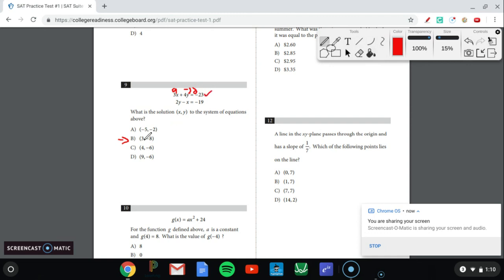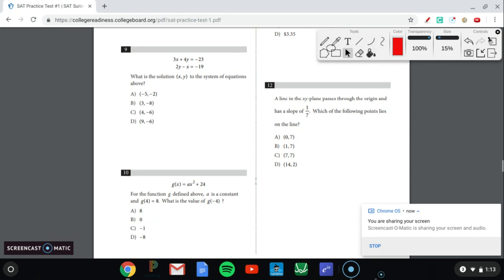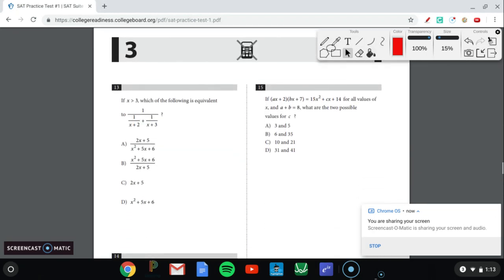That works. 3, negative 8, and now just because it works in one, by the way, doesn't mean that it works for both. So you have to plug it in both. 2y minus x equals negative 19. 2y is negative 16, minus x. Negative 16 minus 3 equals negative 19. That works. That's why b is going to be your final answer. Really, 2y minus x equals negative 19. My bad.